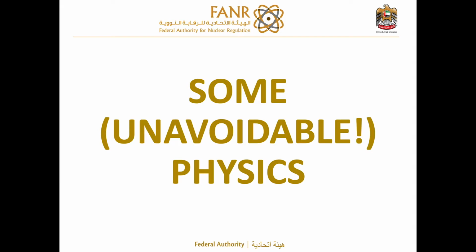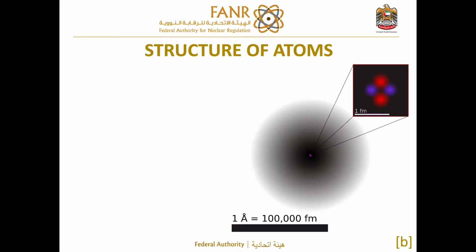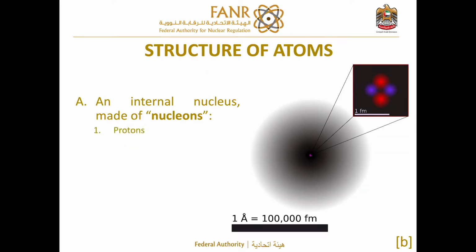This section is called Some Unavoidable Physics. Matter is composed of atoms. Atoms are basic building blocks composed of an internal nucleus, which is made of so-called nucleons, that is, protons, which are charged positively, and neutrons, which don't have an electric charge. The size of the nucleus is around the size of a Fermi, that is 10 to the minus 15 meters.